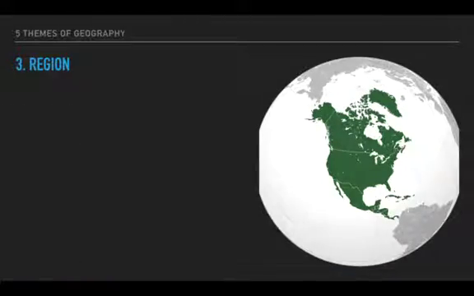The third theme of geography is region. It is an area of the Earth's surface defined by shared characteristics. So we look at regions of the globe and we're going to see certain characteristics that are similar. So we might see a number of elements that unify a particular region together. Maybe it's physical, maybe it's political, maybe it's economic. Any of those characteristics would work. Now, there are three types of regions that we need to understand here. And the first one of these is a formal region.